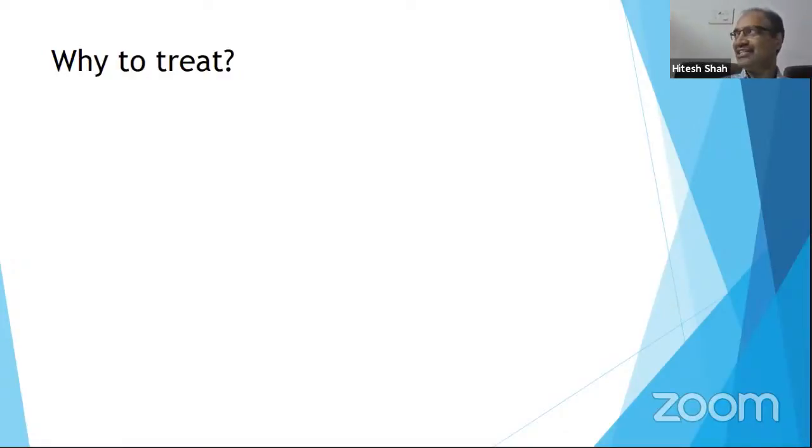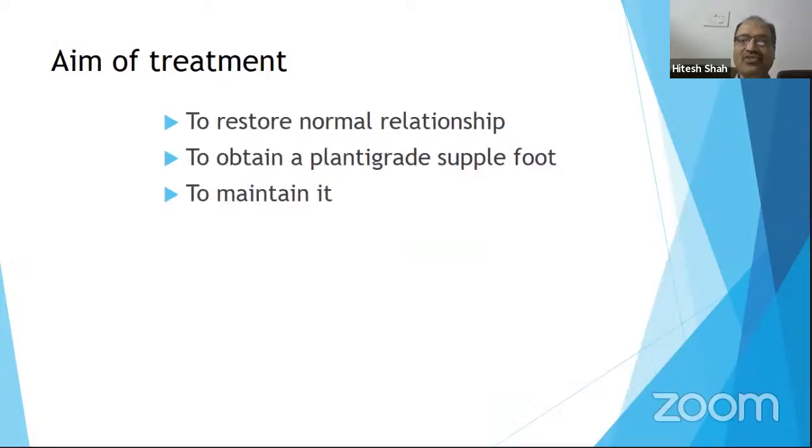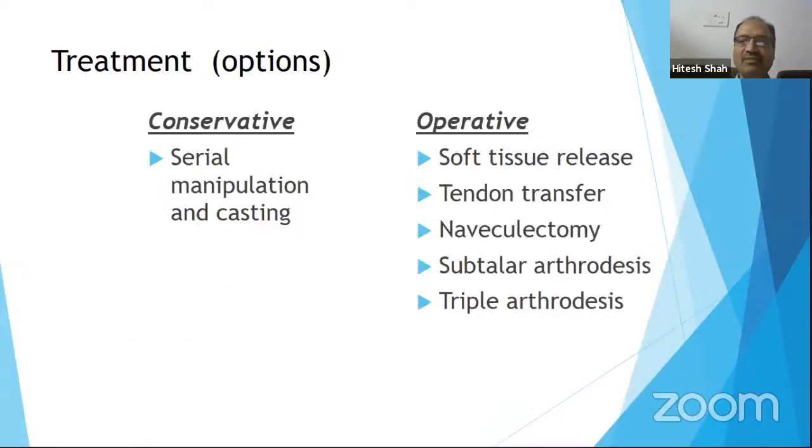Okay, how do you treat it? It's a case of vertical talus in a 2-year-old child. Somebody has already said it is a reverse Ponseti, so I'm not going into detail. The treatment options are serial manipulation and casting, or operative intervention, whether soft tissue tendon transfer or naviculectomy is required.